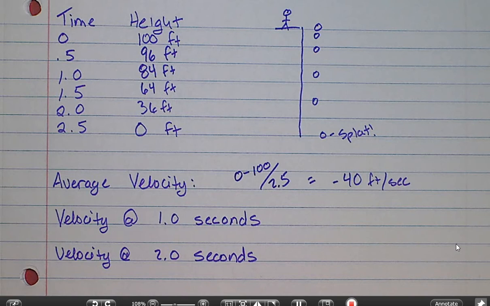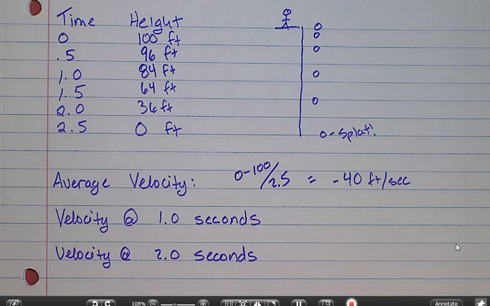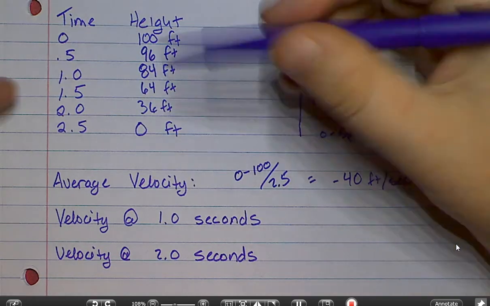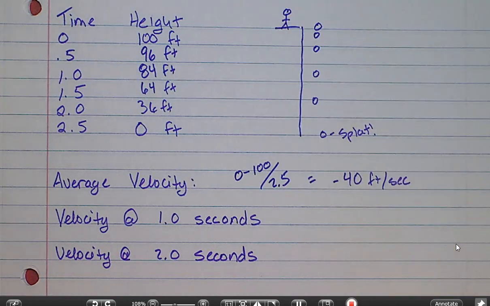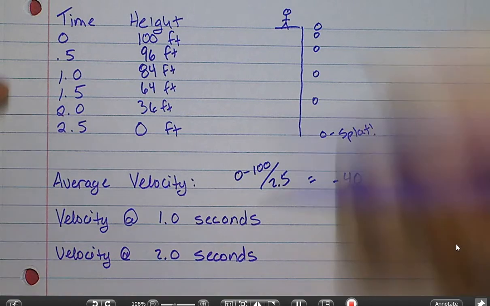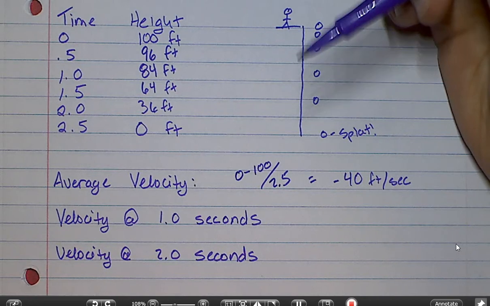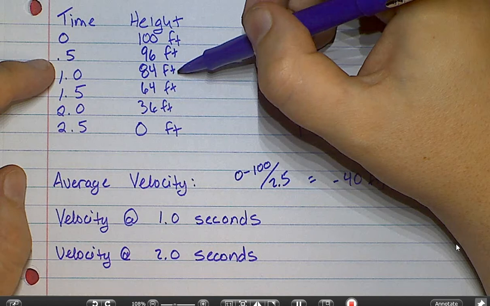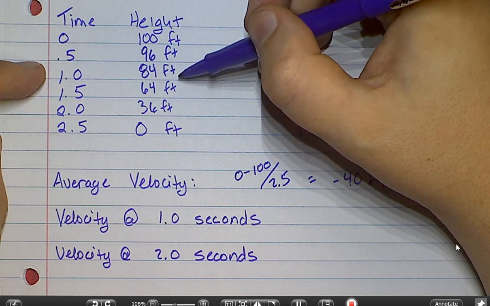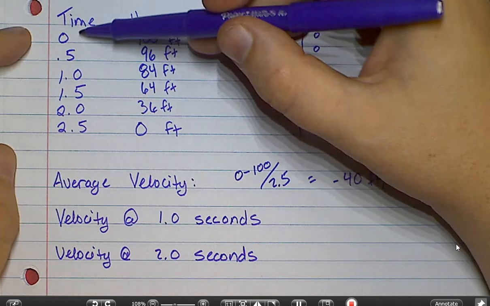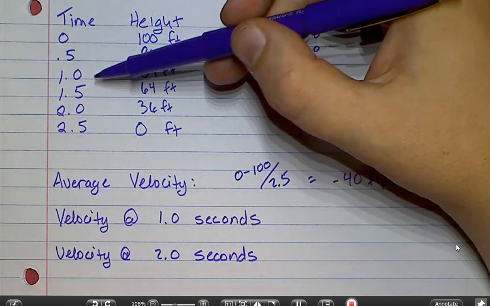Now, all of those questions I just asked are really easy to answer just from the table. There are some questions that are trickier to answer from the table. For example, if I wanted to know the exact speed it was going at 1 second after it dropped. That's a little trickier. I could take the displacement from 0 seconds to 1 second, which is 16 feet, and divide that by the time that it took. So I could say it was going negative 16 feet per second.